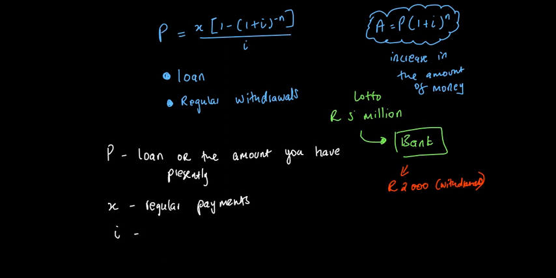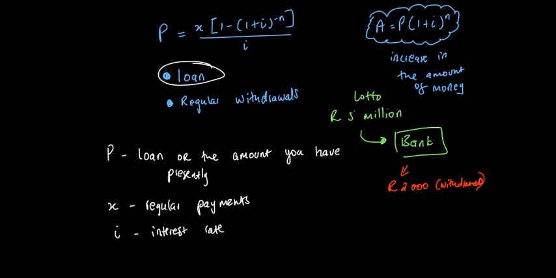And then i stands for the interest rate, compounded to a certain compounding period. You must understand that if you are given a loan, you cannot bring back the loan as it is without interest. So the loan is going to be gaining interest for as long as you have not finished paying off the loan. So that is the interest rate we're talking about.